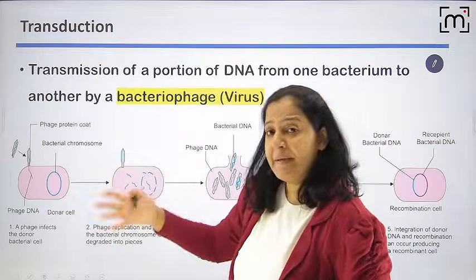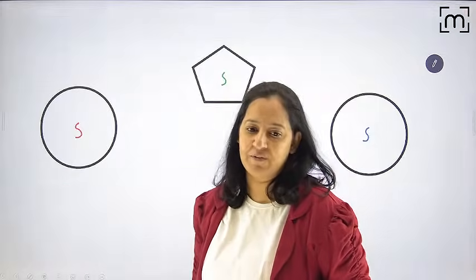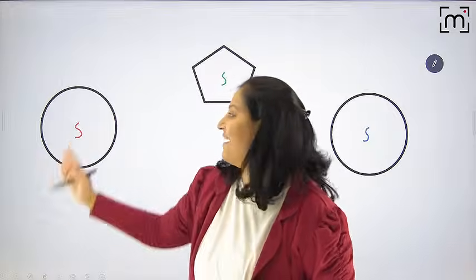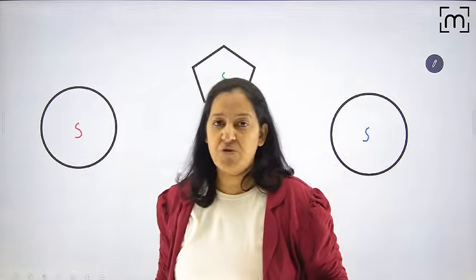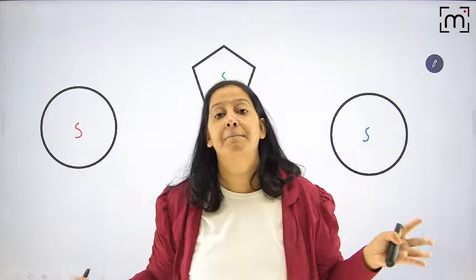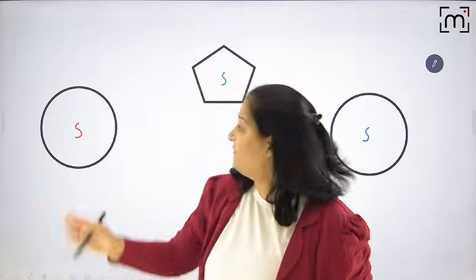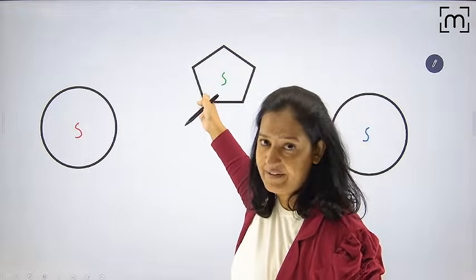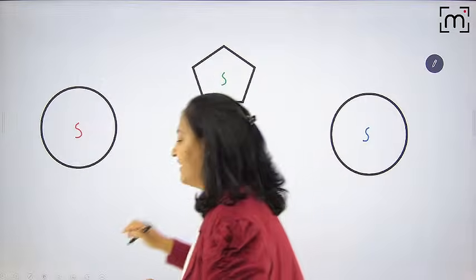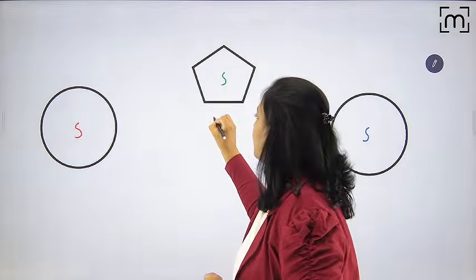Okay, now the second mechanism is transduction. What will happen here? Again, we have 2 bacteria, A and B. I want to transfer the genetic material of A into B, but I need a vehicle. Here we have a vehicle, a transporter, a car. So the vehicle here is bacteriophage. The transporter here is bacteriophage.